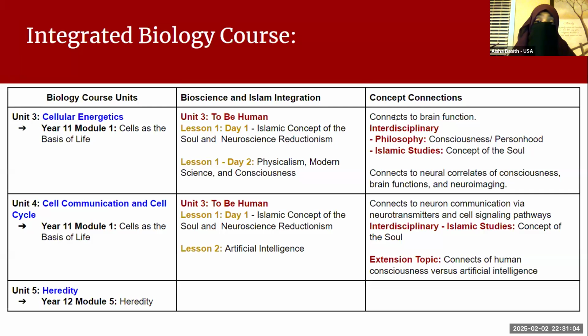And so that would connect to functioning of the brain, right? And again, the interdisciplinary aspects of it would be philosophy, right? This aspect of consciousness, of am I a person, and how do I define myself as a person, right? And obviously connect to Islamic studies, the concept of the soul, similar to what Dr. Asim had mentioned, right? The various elements of the soul and the journey that it goes through would be discussed here as well. And so again, connecting to the biology aspect of it, right? We would connect to functions of the brain, these neural correlates of consciousness, right? Brain functioning. How do we know that we have a consciousness scientifically, right? Then moving on to unit 4, or cell communication and cell cycle.